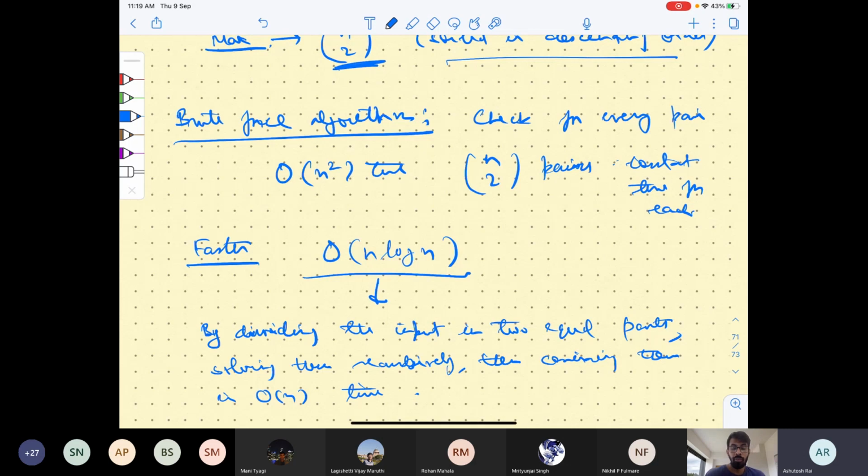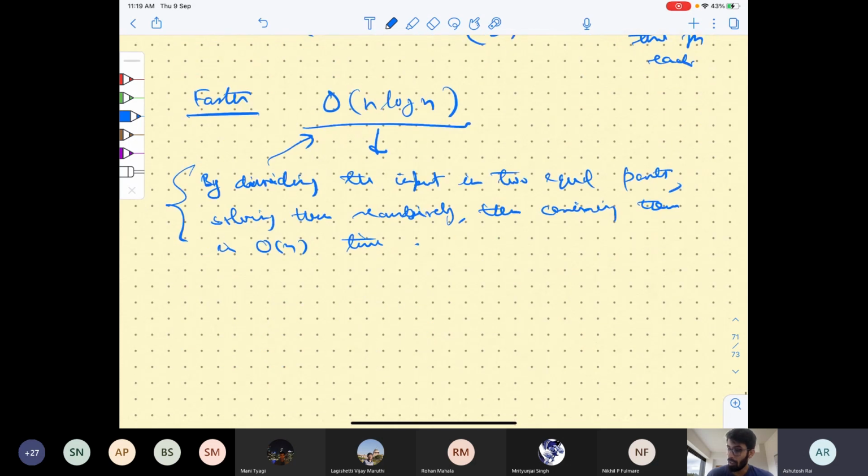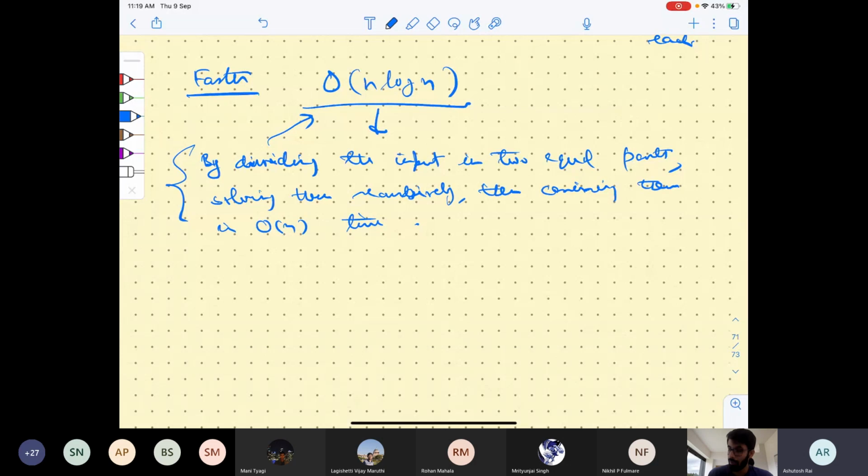Right? This is what we know, that if we can do that, then we can achieve order n log n time. So we want to make this order n square brute force algorithm faster, and we want to do this by going through this paradigm. Okay, so let's see. What do we want to do?